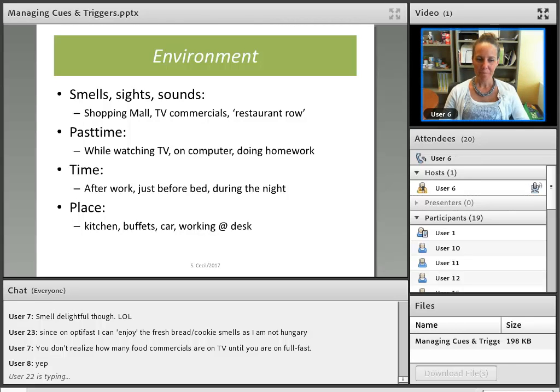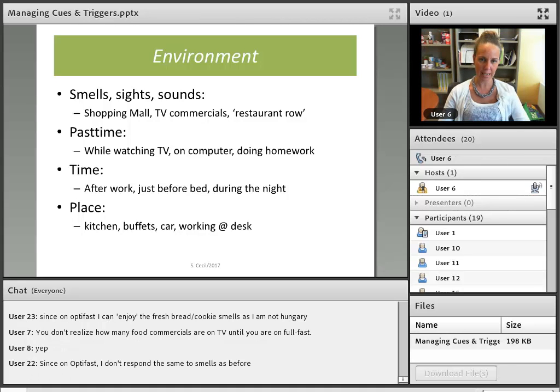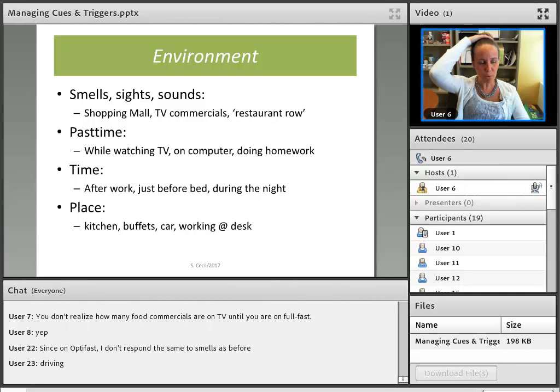So pastime, that's what I was talking about before. Many of us associate food with certain rituals. So watching TV, sitting at a computer, reading and snacking, working late at night, that sort of thing. So it's really important for you to identify, what are my habits around food? What are the things that I associate with food? For a lot of folks, it's in the car. It's eating in the car. What happens is then whenever folks get in the car, they get triggered to eat.